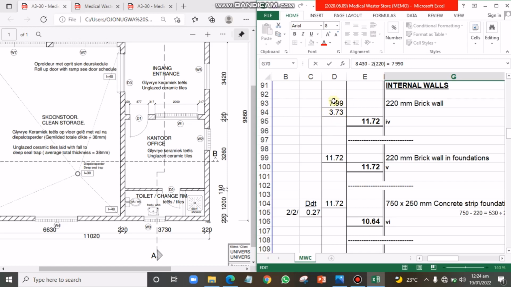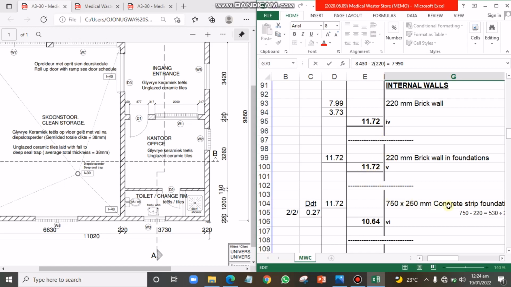And if I sum up these two values together, I will have 11.72, which are the values I'll be using for my booking, both for excavation and also brick wall in foundation. That is why we have it as 11.72. So don't forget, this is the length we are going to be using when we are carrying out our booking after we are done with this collection.